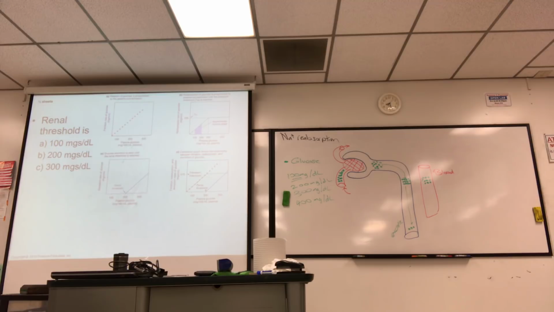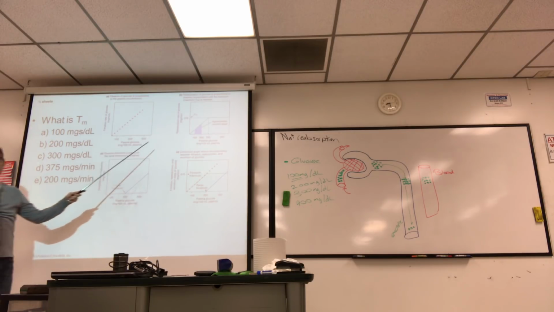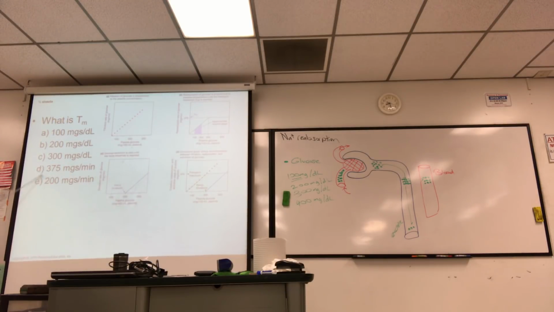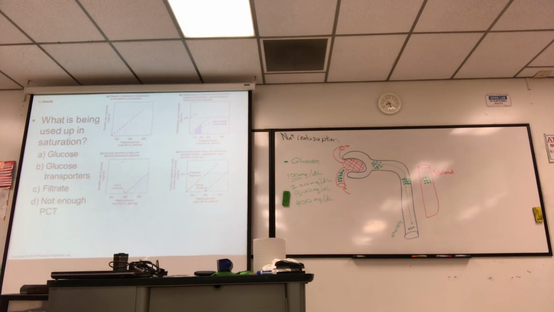300 is correct. Very good. What's the TM? Well, it's right here. Can you read that? 375 mg per minute. D is correct there. What's being used up when saturation occurs? In these choices, what do you think makes the most sense? Mistakenly, a lot of students say glucose. Glucose isn't being used up. You got too much glucose. The transporters are. Yeah, think about that.